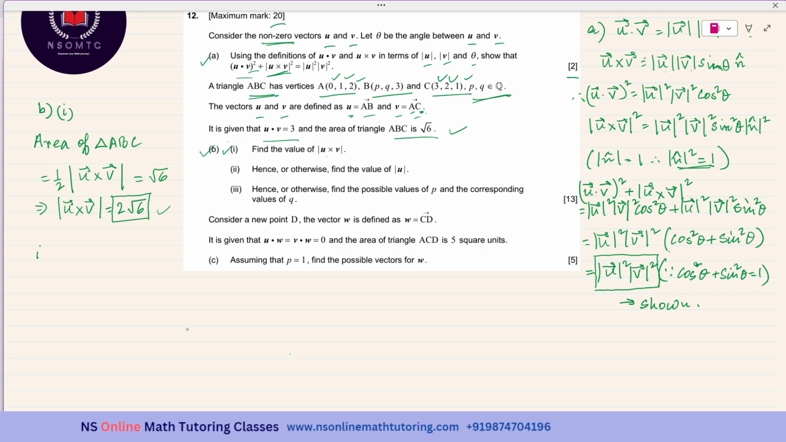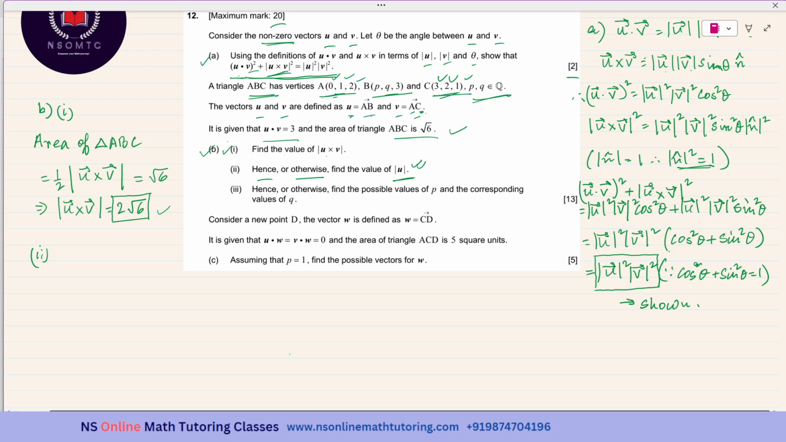Coming to II. Hence or otherwise means we can use the information that has been given or that we have found in the previous subparts, or we can use a totally different method. Find the magnitude of the vector U. How can we get the magnitude of this vector U? See, this is the information that has been given to us. This is the equation that we proved in the first subpart. These are the coordinates of the 3 points, and U equals AB and V equals AC.